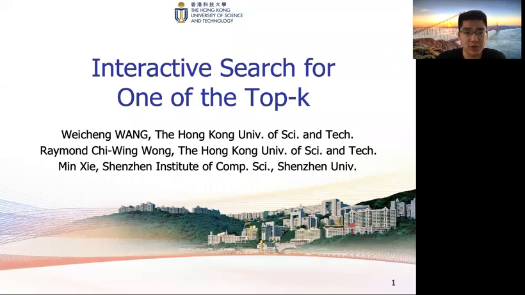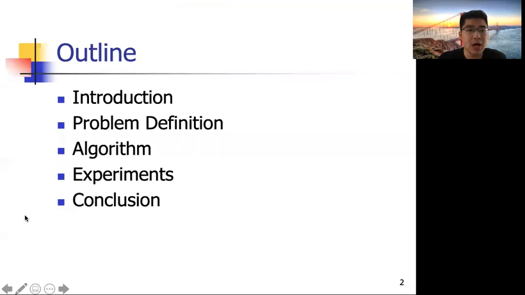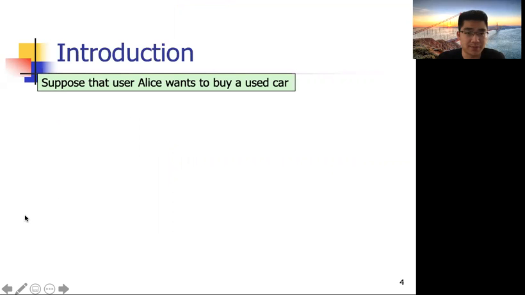I'm glad to introduce our work, Interactive Search for One of the Top K. I will show our work in 5 sections. First, introduction. Suppose that user Alice wants to buy a used car.